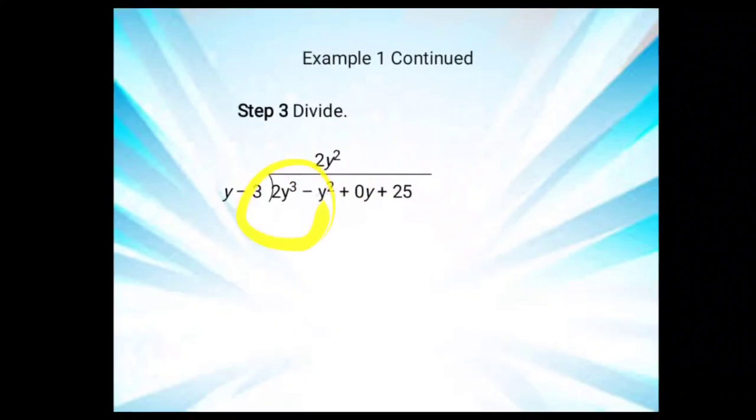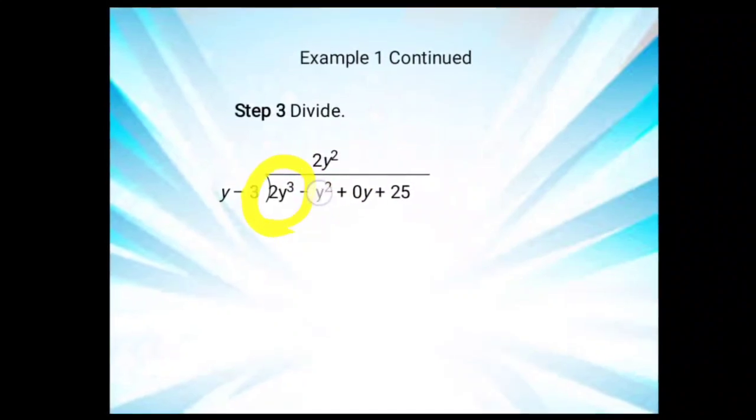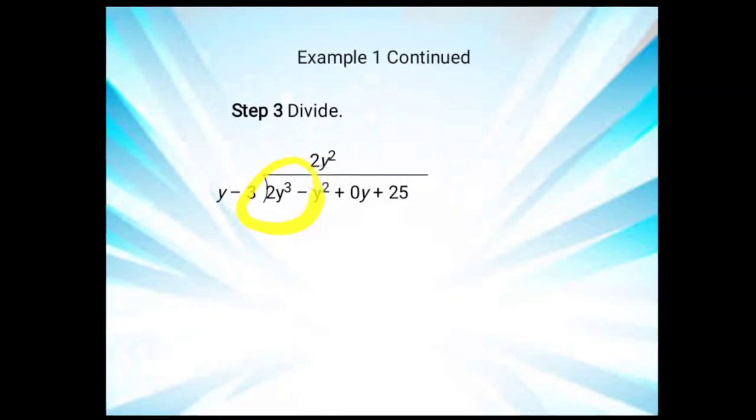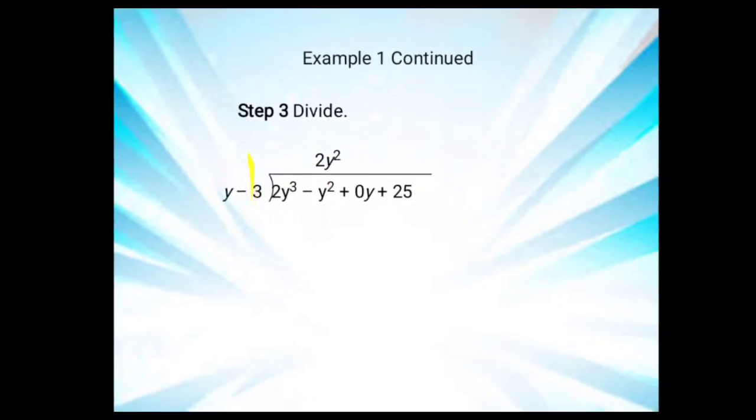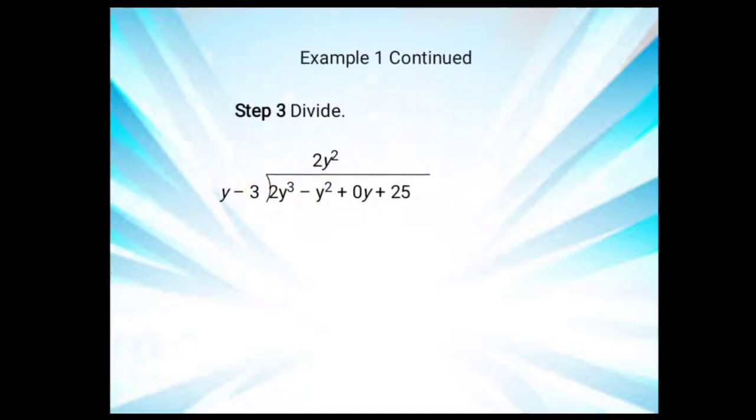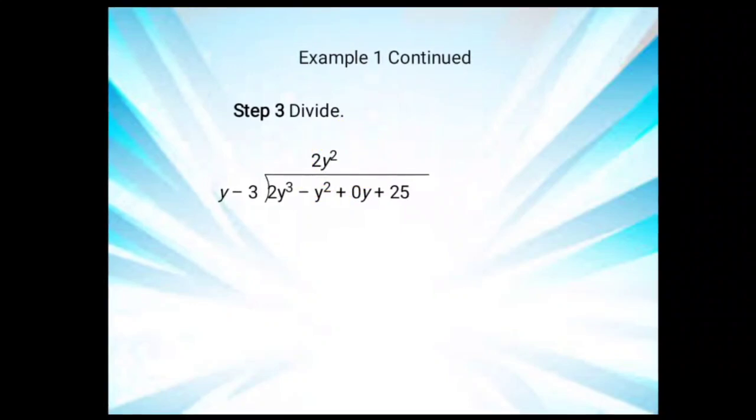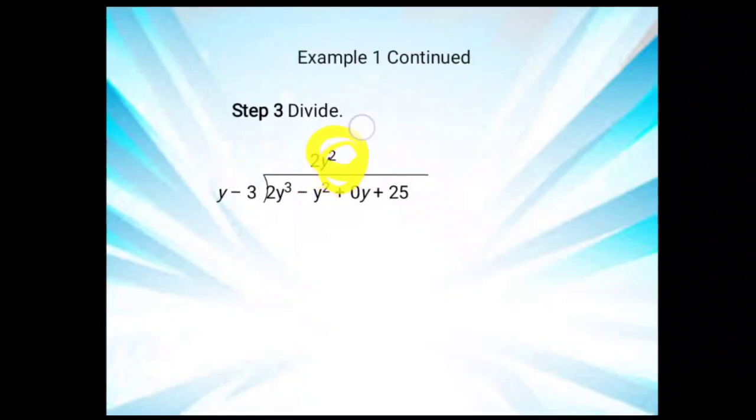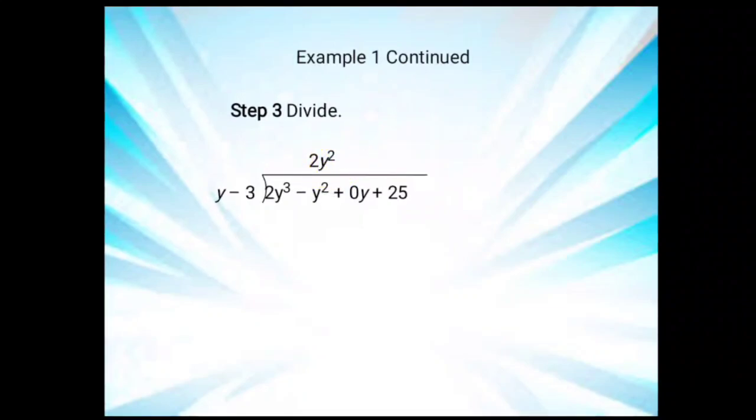Last time we discussed dividing monomials. So here, 2y cubed divided by y. First, let's divide the numerical coefficient. 2 divided by 1 is 2. Then y cubed divided by y is y squared, because we subtract their exponents. 3 minus 1 is 2. That's why the exponent now on our quotient is 2. So our first term on our quotient should be 2y squared.